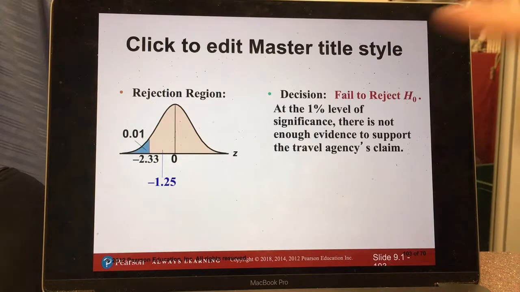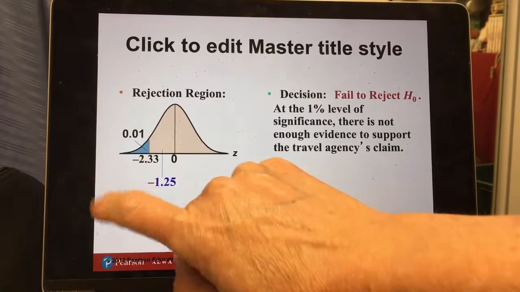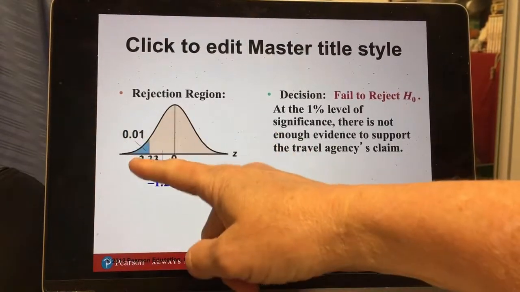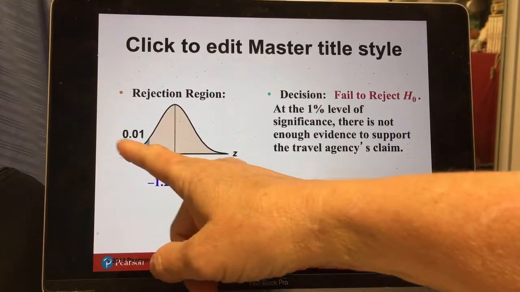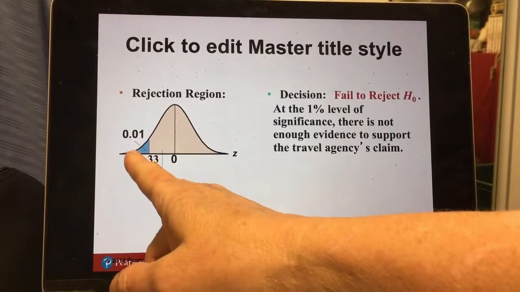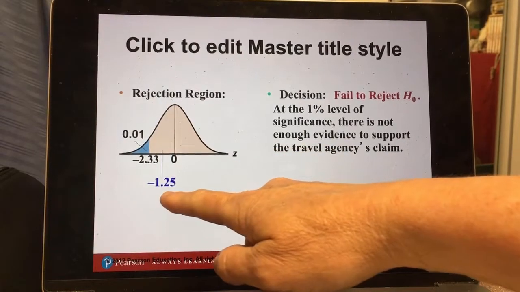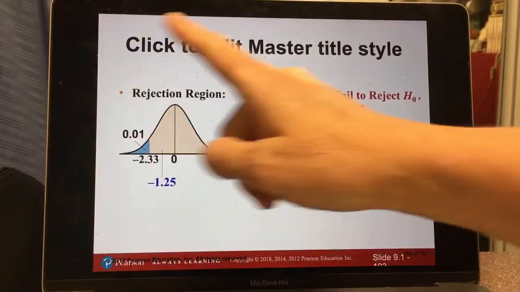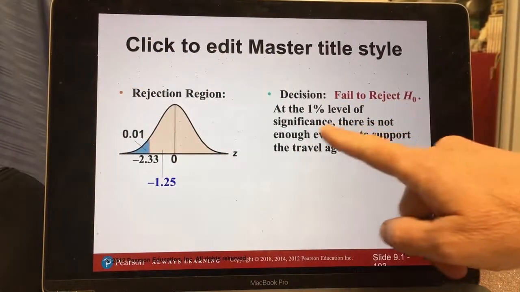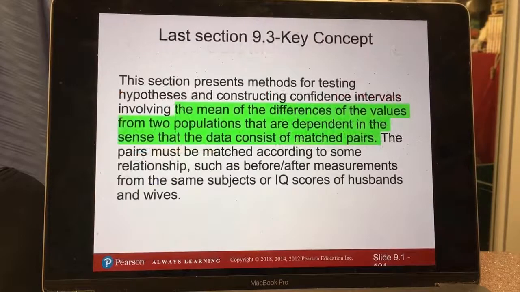Oh, well. Here you can see my negative 2.33, which was my critical value. You can see my 0.01, which was my alpha. The 0.01 is the probability that something lies over there past that negative 2.33. My z-score is negative 1.25. Negative 1.25 is not in the tail, therefore I fail to reject, and there's not enough evidence to support the travel agency's claim. Now we are done with 9.2.